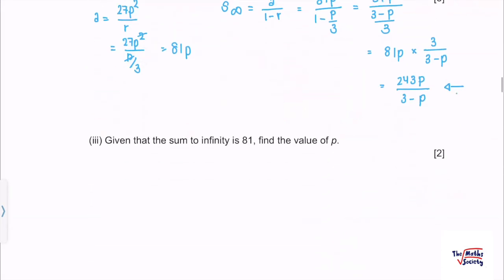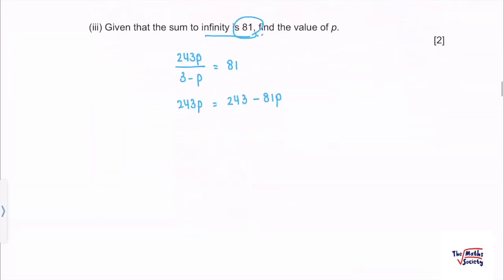And then it says that the sum to infinity is 81. Okay, we've got the value already. You need to find the p. So you just get 243p by 3 minus p, that's going to equal 81. So 243p equals 243 minus 81p. So it's 243p plus 81p is going to be 324p. That's equal to 243. So p is just going to equal 243 divided by 324. So that's going to be 3 by 4. And that is your p value.